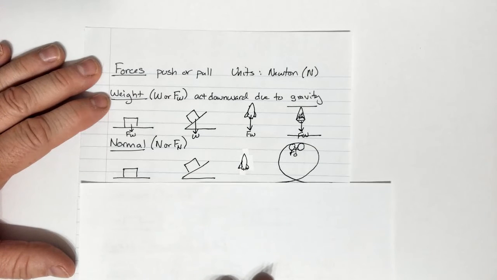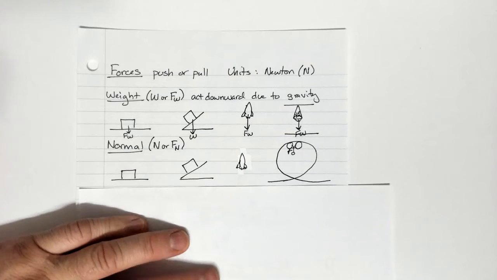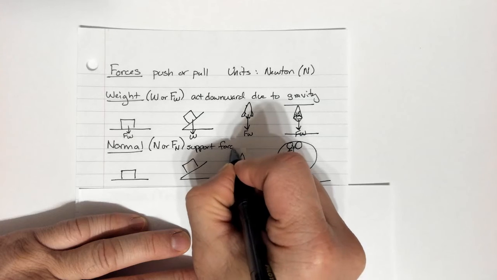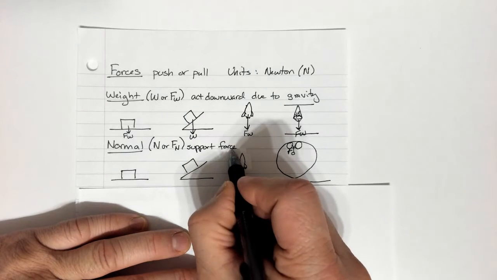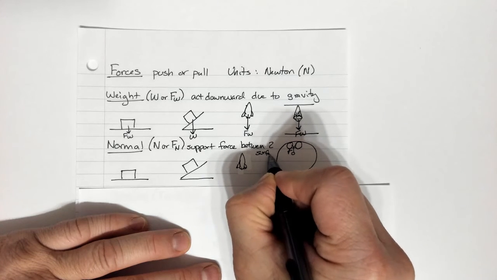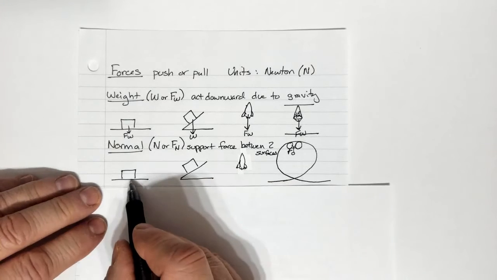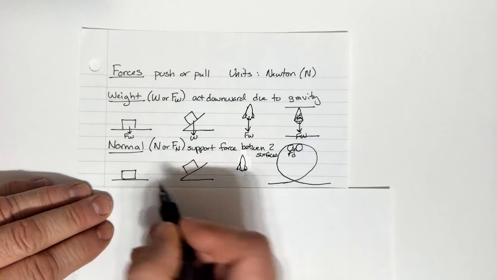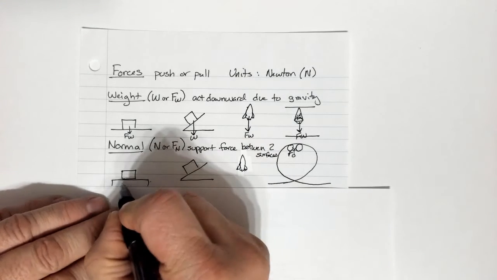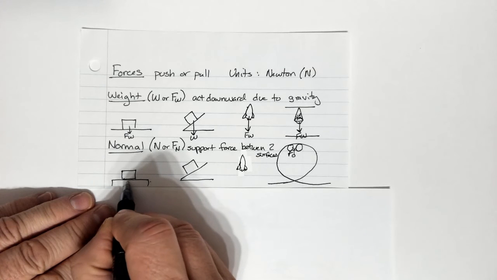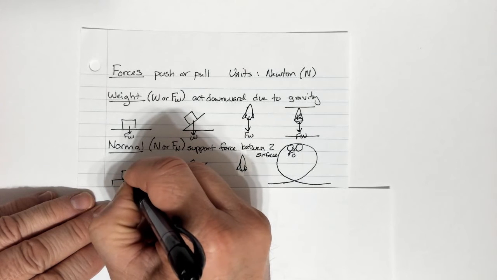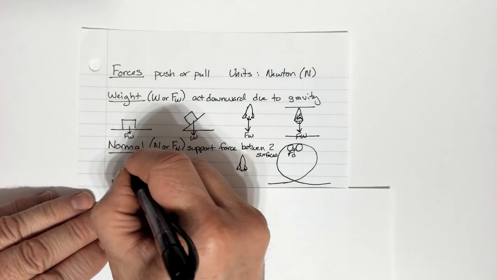The next force I want to define is called a normal force. A normal force is a support force that occurs when two surfaces touch. So a support force between two surfaces. Okay? So here I have a box sitting on a floor. It could be sitting on a table. It doesn't matter what it's sitting on. But since two surfaces are touching, right here, then we know that there is going to be a support force. The table is pushing up. So we're going to call it Fn.